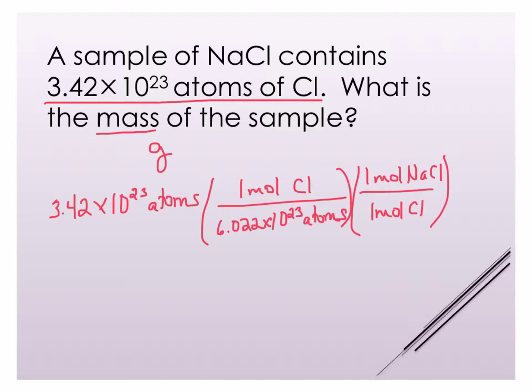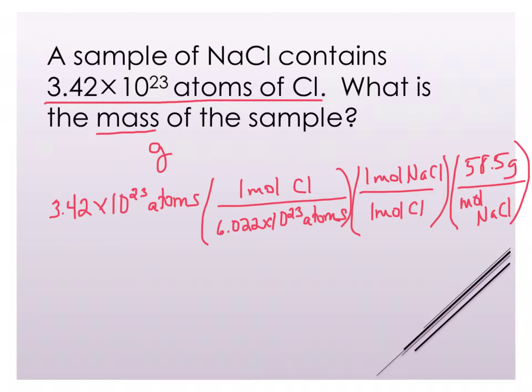Now sometimes it's going to be a 1-to-1 ratio, sometimes it's not. So you always want to make sure you check that and you always write it in, even if it's a 1-to-1 ratio, just so that your units cancel out correctly. Now we look at our moles of sodium chloride and we want to get grams of sodium chloride. So we can look at the molar mass, which is 58.5 grams per mole of NaCl.